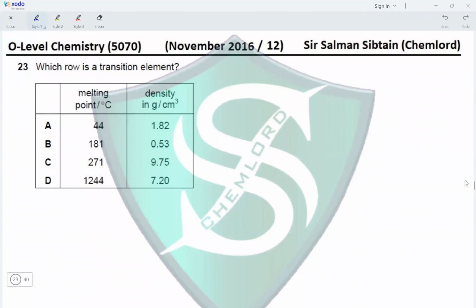Question 23. Which row is a transition element? So they've given us melting points and densities. We need to recall that transition elements have very high melting points and they've got very high densities as well.